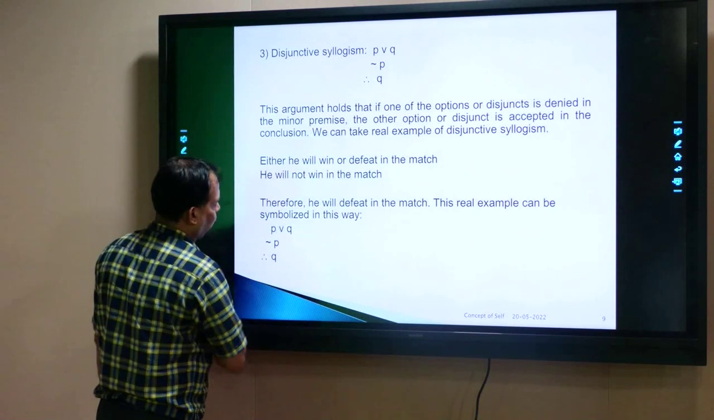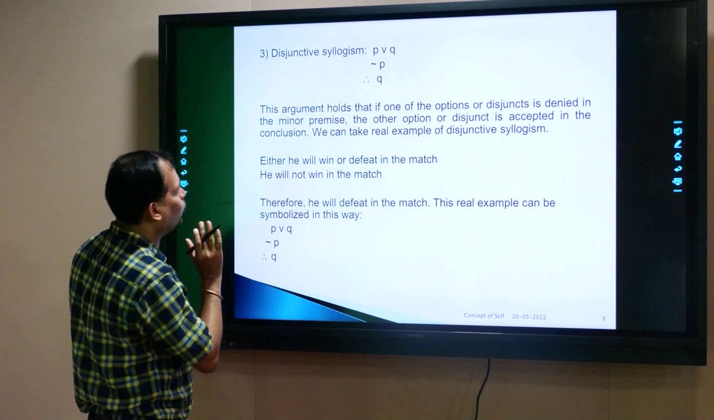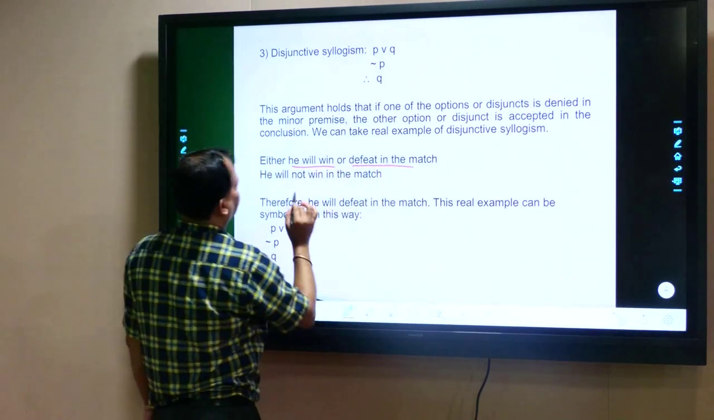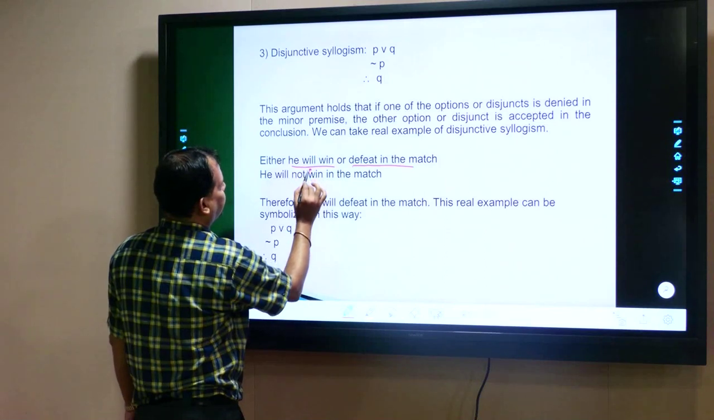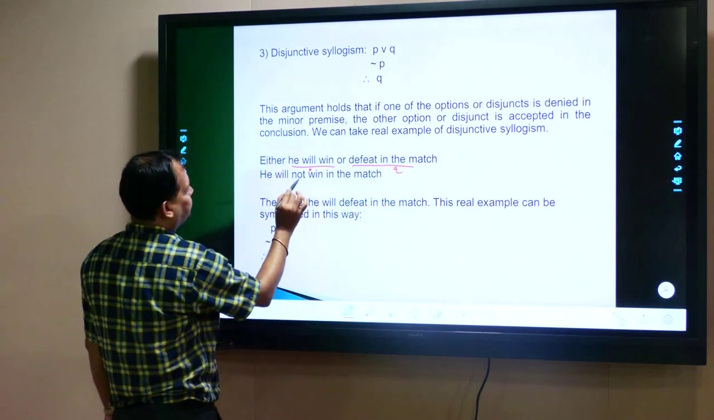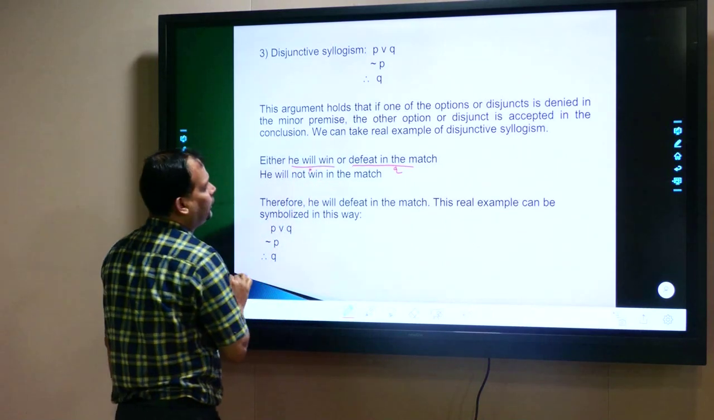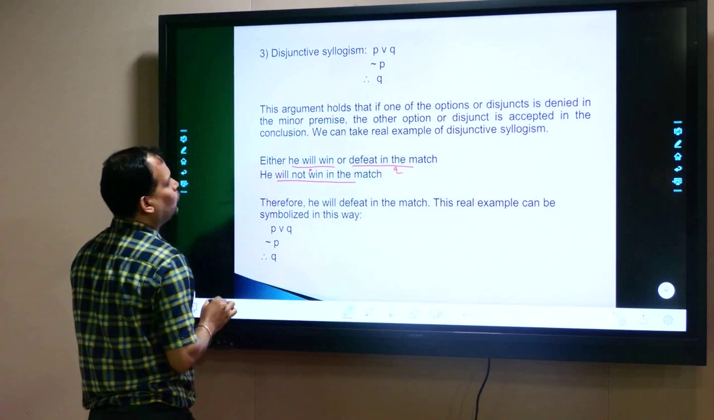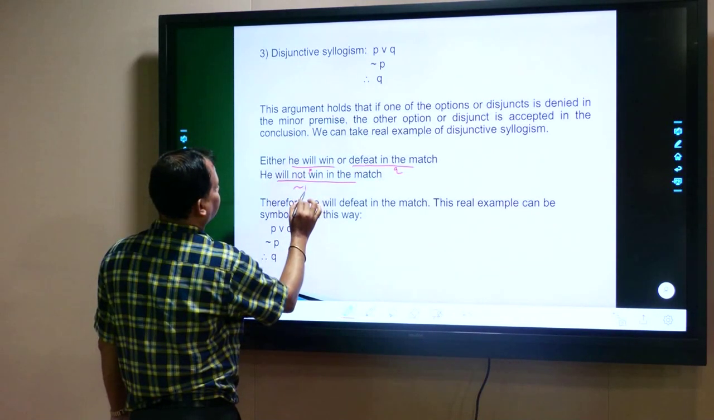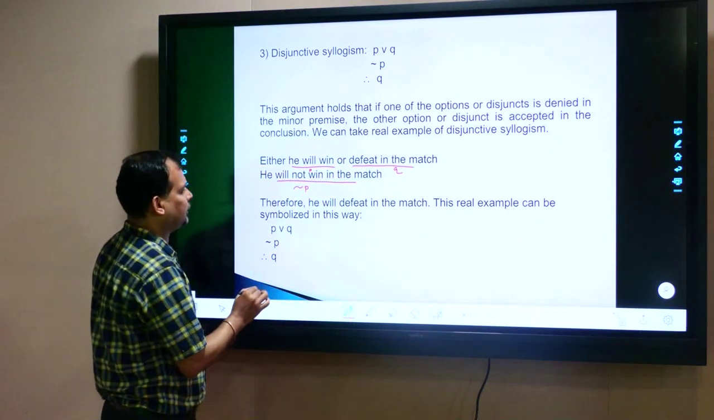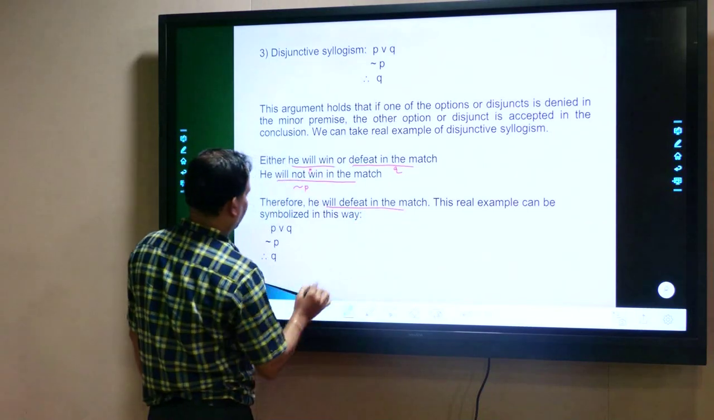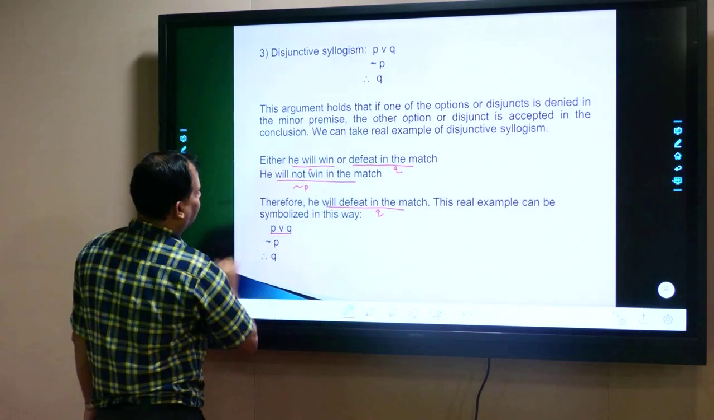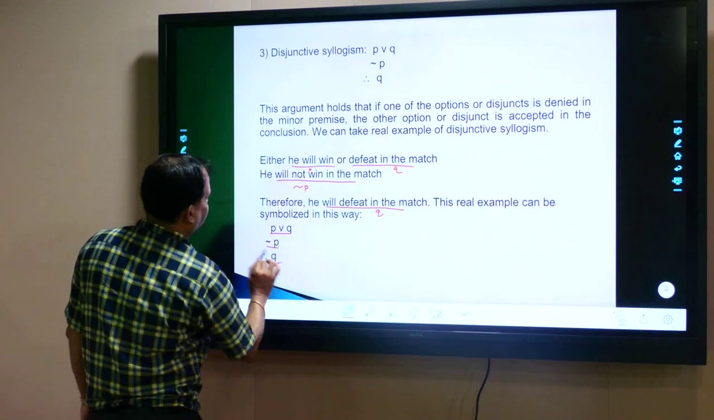So P ∨ Q means either he will win or lose the match. If we take P and Q here, it means P ∨ Q. P means he will win, and Q means he loses the match. Then, he will not win the match means negation P. And the last one, the conclusion, he will lose the match, means Q. In this way, we can symbolize the example: P ∨ Q, negation P, therefore Q.